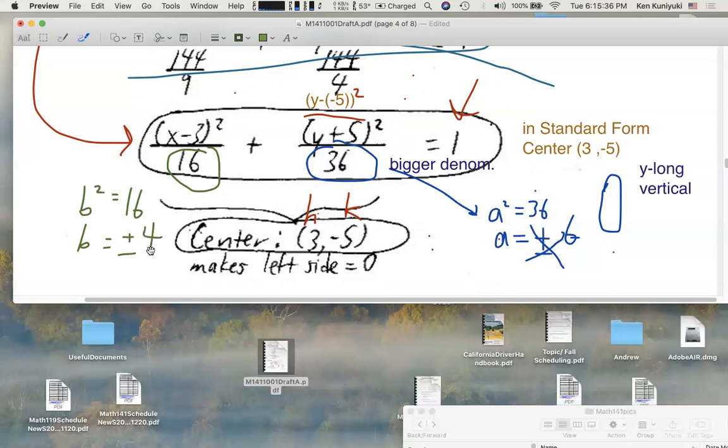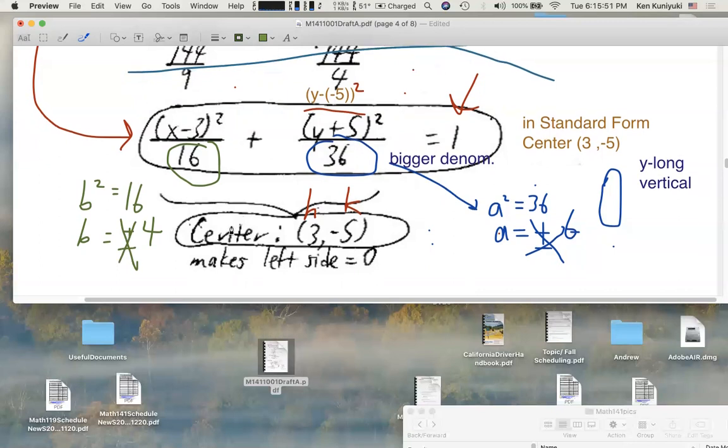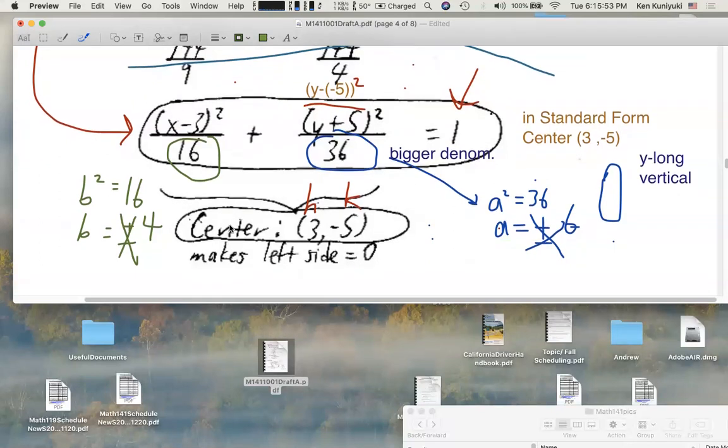But remember, by definition, A, B, C, and E, for that matter, are all positive. All right? A, B, C, and E are all positive. We zap the plus minus. Of course, H and K themselves can be negative, the coordinates of the center. But A, B, C, and E, they're all going to be positive.